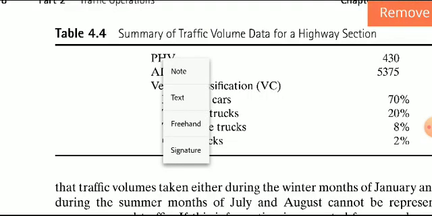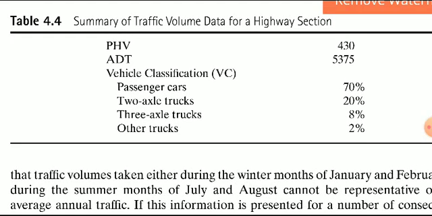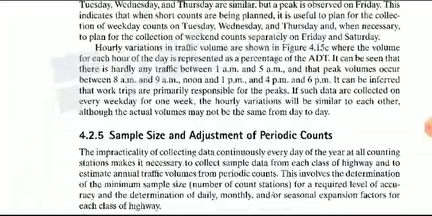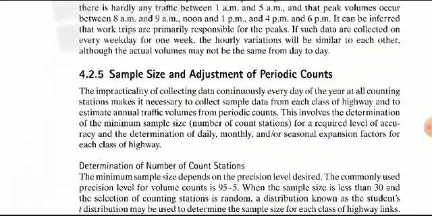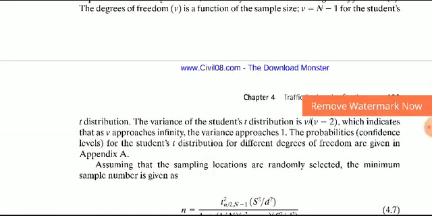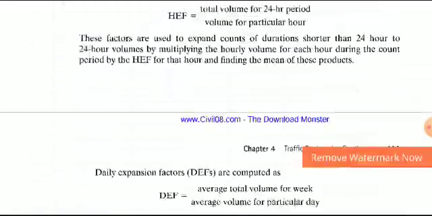That's what I mean by the peak hour volume. How can you get it? And the vehicle classifications: passenger cars, 2-axle trucks, 3-axle trucks, and other trucks. And also we have the sample size adjustments for periodic count. It's very, very useful, and I recommend you go through that, but this part is not in your final exam. And this is very, very important, starting from here.